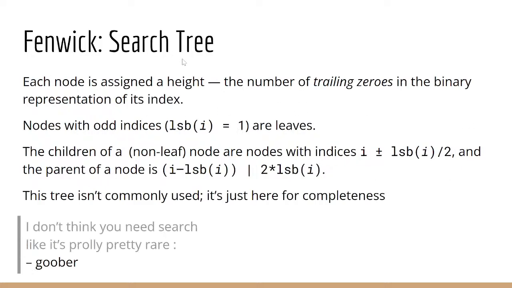There's also this search tree, which is not very useful, where each node is assigned a height based on the number of trailing zeros in its binary representation. For example, the odd indices are leaves because they comprise exactly one node. And then the children of a non-leaf node are the nodes with these indices, and this is for the parent of a node. However, this tree isn't really used often and you probably don't really need to know it.